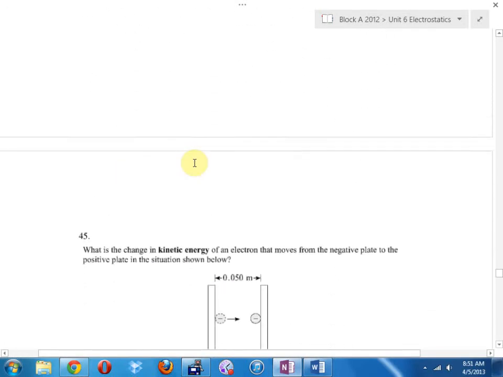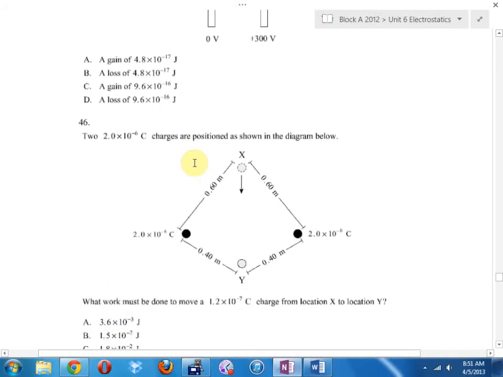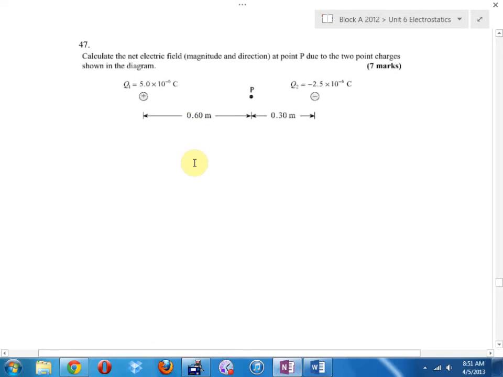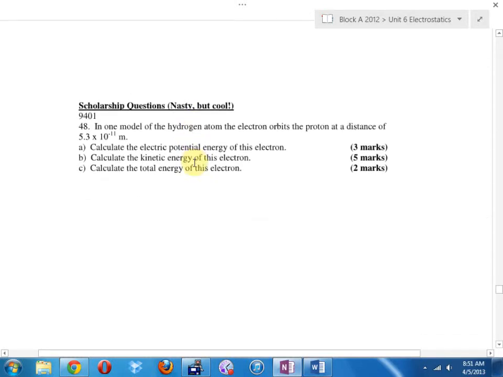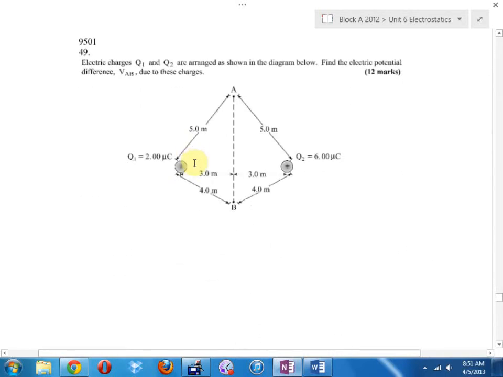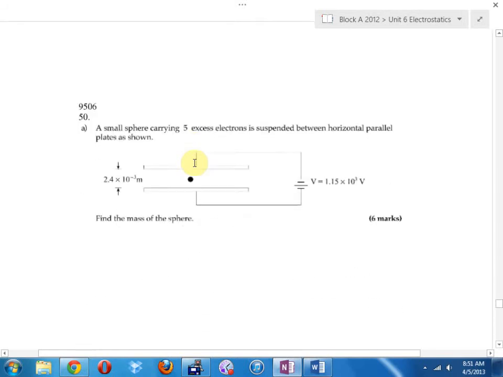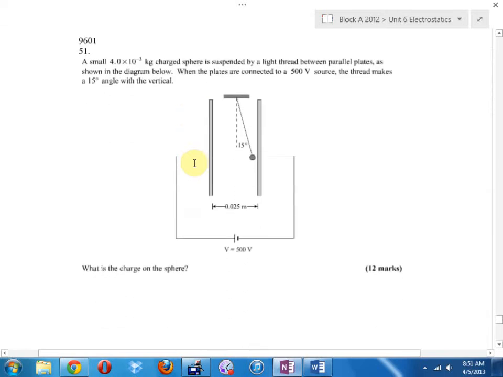Cathode ray tube, cool, but no. 46. Yeah, 47 again. I mean, clue in. Apparently that showed up about 10 times. Any of the scholarship ones fair game?